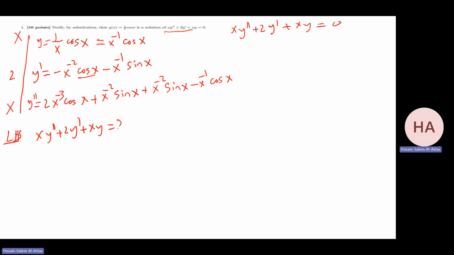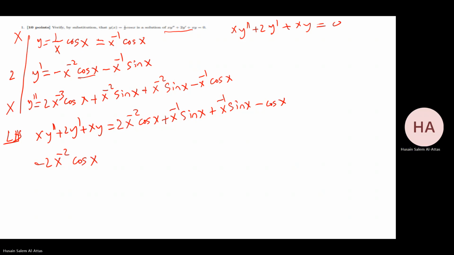x times all of this will be 2x to the power minus 2 cosine x plus x to the power minus 1 sine x, plus x to the power minus 1 sine x minus cosine x, plus 2 times y prime, which will be minus 2x to the power minus 2 cosine x minus 2x to the power minus 1 sine x, plus cosine x. I want to check, and all of this will be cancelled, so it will be equal to 0.